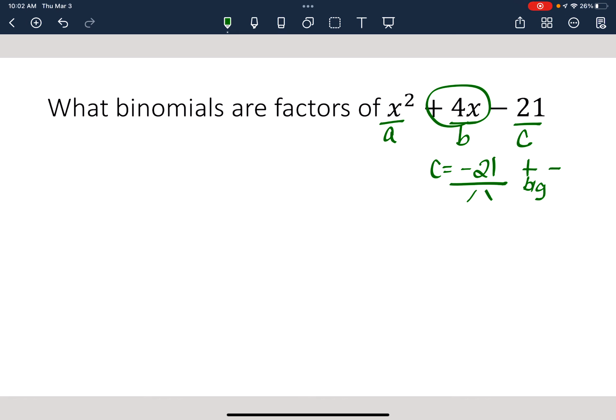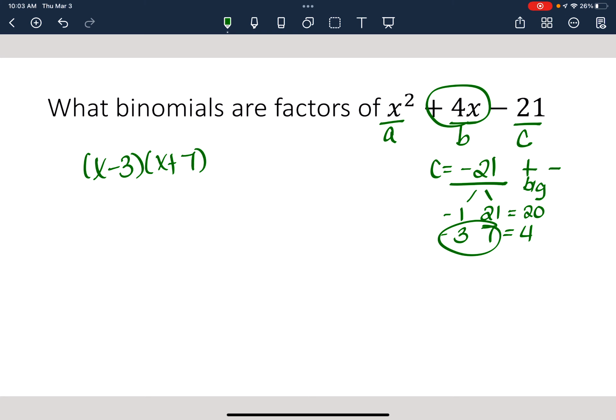So let's write out the factors of 21. So we have 1 and 21, 3 and 7, and let's make the bigger factor positive and the smaller one negative. So when we look at the sum, the correct sum is minus 3 and plus 7. So our factors will be x minus 3 times x plus 7.